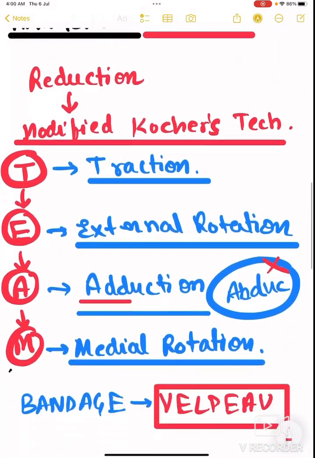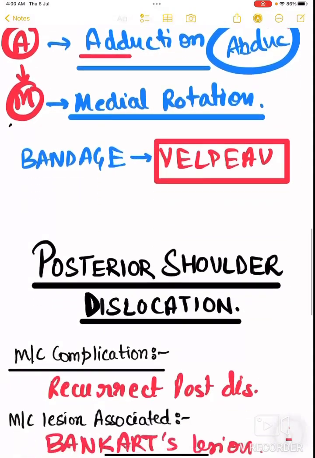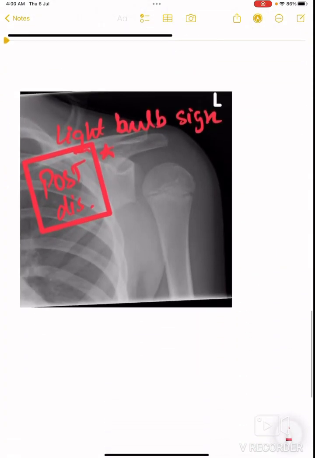So the only thing that you need to remember is Kocher's technique, Velpeau bandage. In Kocher's technique, they will give you the sequence in options, TEAM. And secondly, the next important thing over here in this video is the light bulb sign. It looks like this. Thank you.